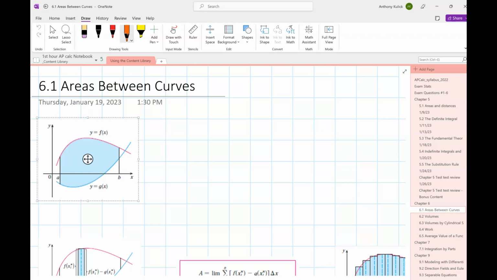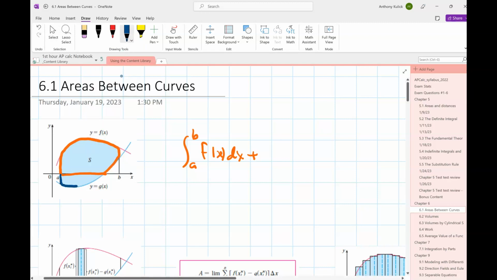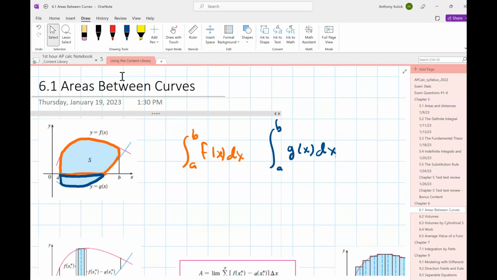So if I think about that, I can take that area, which is just the integral a to b of f of x dx, and I can add that to this area. What's the problem with that, though? What's that area from the blue integral going to be? Negative, right? So I shouldn't be adding it, I should be subtracting it.